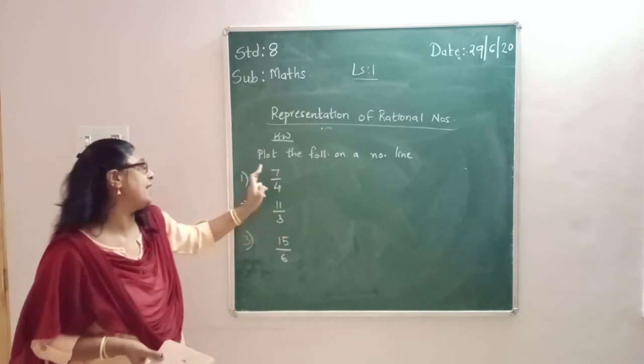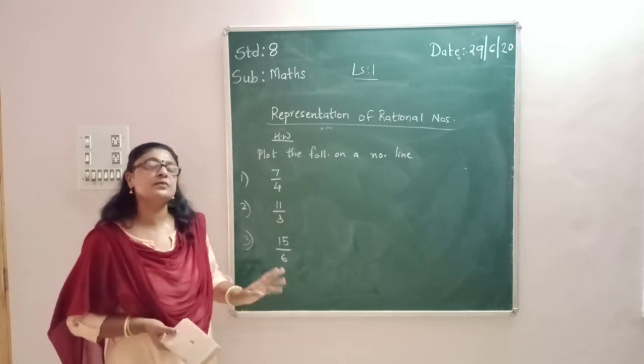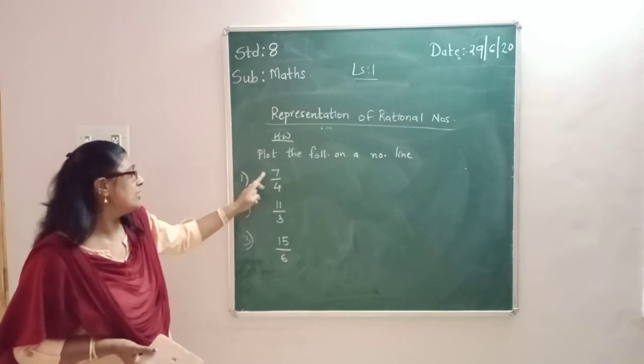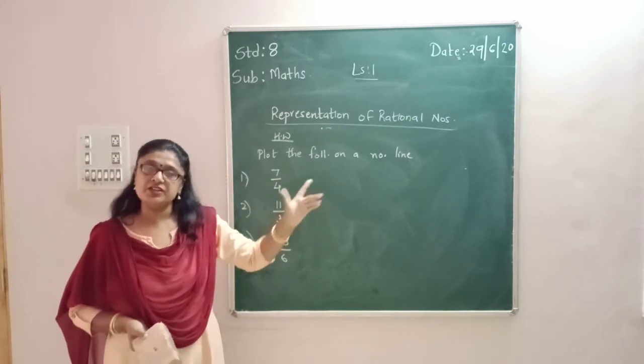You have to just check whether the numerator is smaller than the denominator. Here all the 3 sums are such that the numerator is greater than the denominator. So you have to change into a mixed fraction and find out.